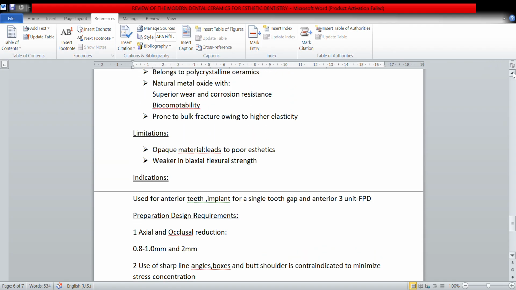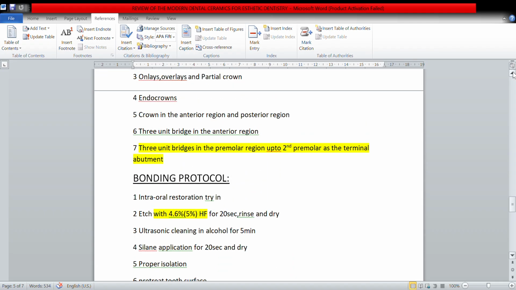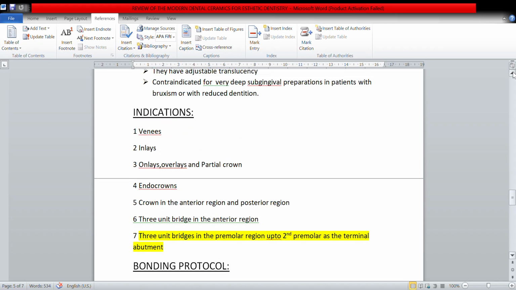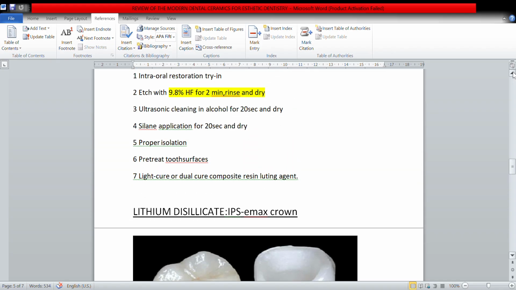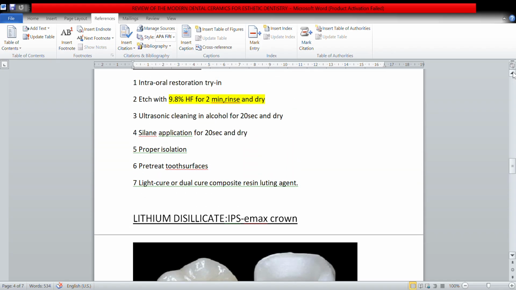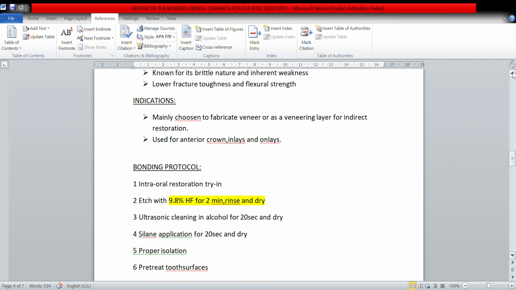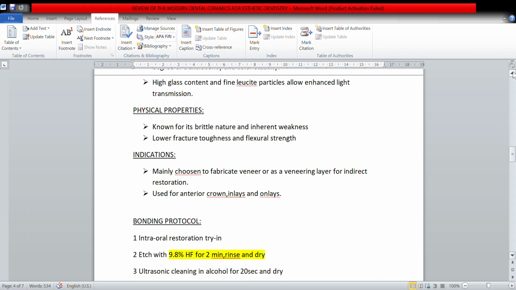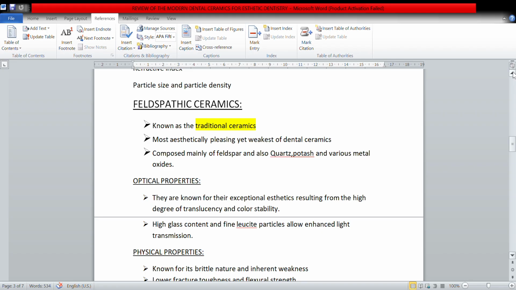So we have discussed three basic types of ceramics belonging to different categories, and the details of each type of ceramics were taken from BDJ articles as well as from Art and Science. Now, the last type of dental ceramics, which we will discuss in detail, is known as zirconia, in the next session.